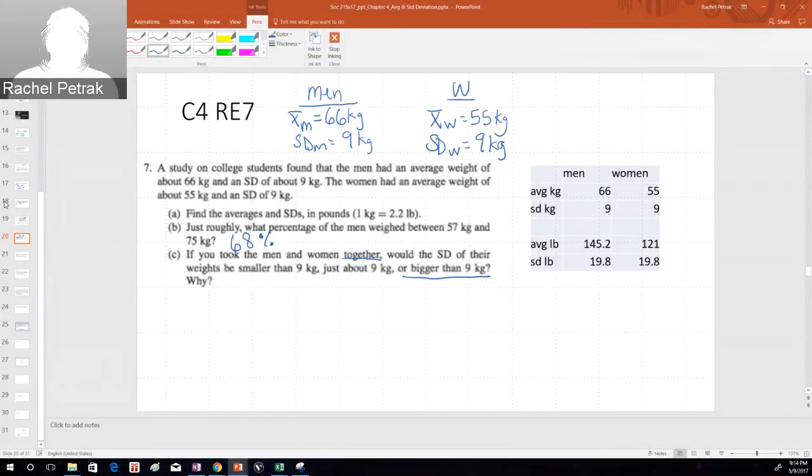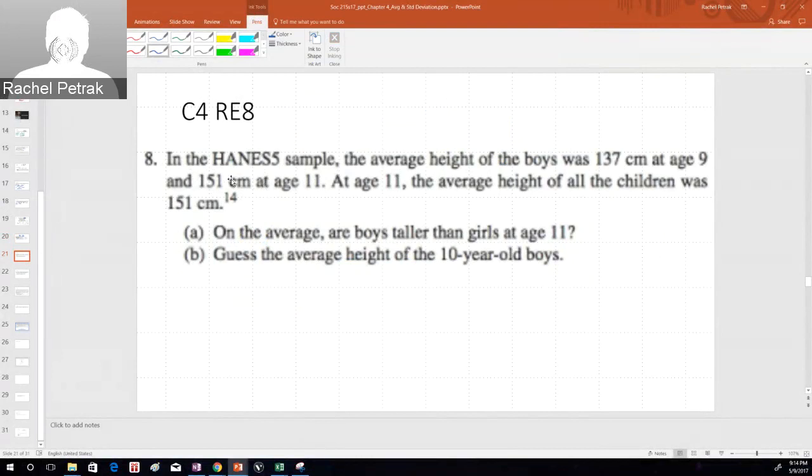Okay. Back to the Haynes 5 sample, the average height of boys was 137 centimeters at age 9, 151 at age 11. At 11, the average height of all the children was 151. Okay, on average, are boys taller than girls at age 11? No. How do I know that? The average height of boys at age 11 was 151 centimeters. Then if we look at all children together, their average height is also 151 centimeters. So they are not taller than the girls because the girls and boys clearly have the same average.